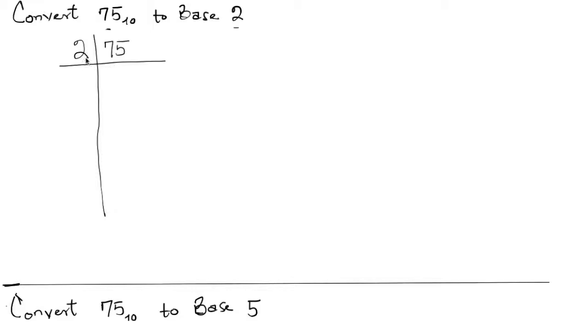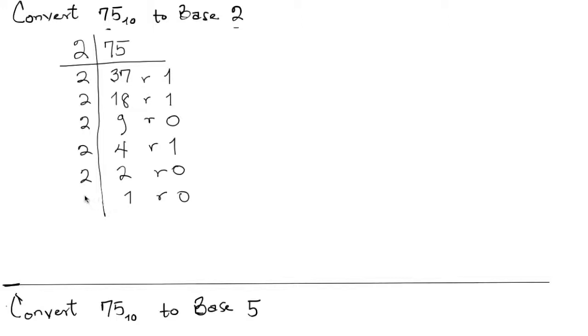So 75 divided by 2 is going to be 37, remainder 1. 37 divided by 2 is 18, remainder 1. 18 divided by 2 is going to be 9, with no remainders. 9 divided by 2 is going to be 4, with 1 remainder. 4 divided by 2 is 2, with no remainders. 2 divided by 2 is 1, with no remainders. And if you divide 1 by 2, you actually get nothing, but you have that 1 as a remainder.